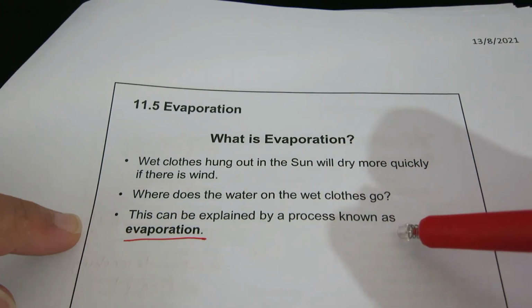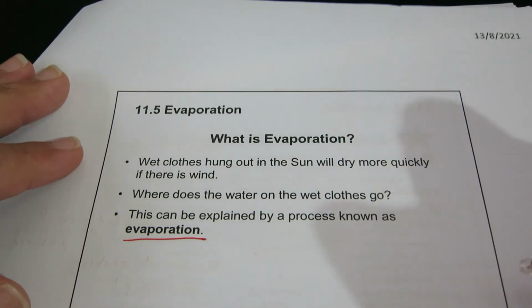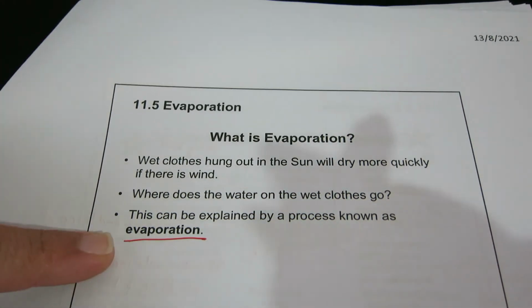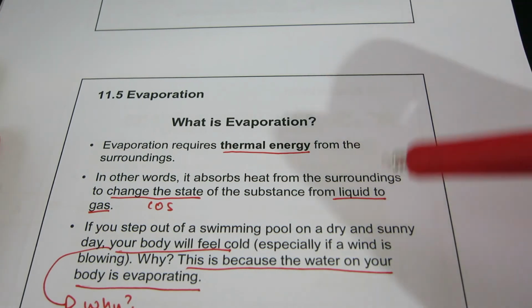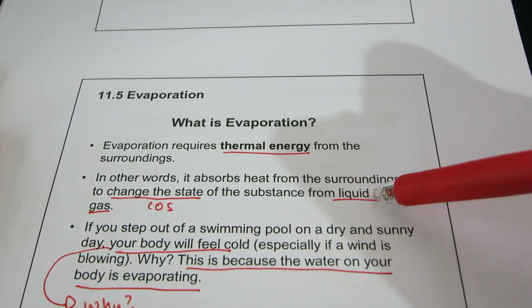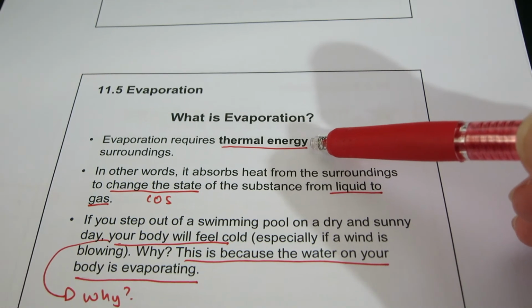So this process of the changing of state from liquid to gas that doesn't occur at the boiling point of the liquid is called evaporation. Now, what on earth is evaporation? Evaporation is a process that is a change of state from liquid to gas. It requires thermal energy from the surroundings to do so.